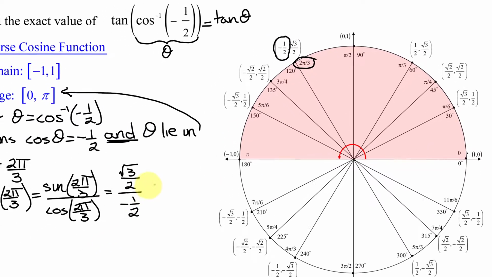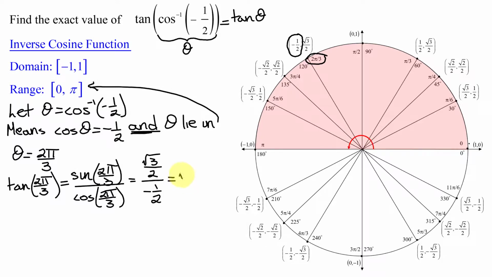And how do we divide fractions? We take the fraction in the numerator, the square root of 3 over 2, leave it alone, multiply it by the reciprocal of the fraction in the denominator, so that's going to be -2 over 1. Now the two 2's reduce, and I get the square root of 3 times -1, which is negative the square root of 3, divided by 1 times 1, which is 1.